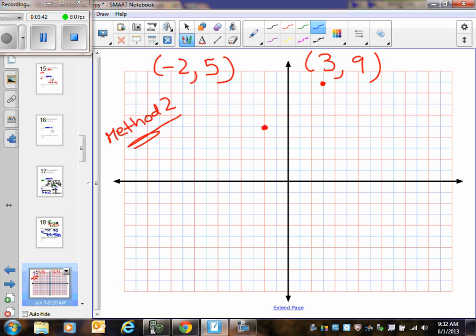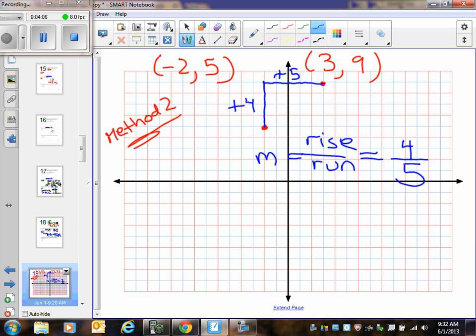And now let's count our rise over our run. So this looks like I'm going up 1, 2, 3, 4, up 4. And I'm going right 1, 2, 3, 4, 5. So my rise over my run, which is my slope, is 4 over 5. So that was another option for doing that same question: do it graphically, plot the points, and count your rise over your run.